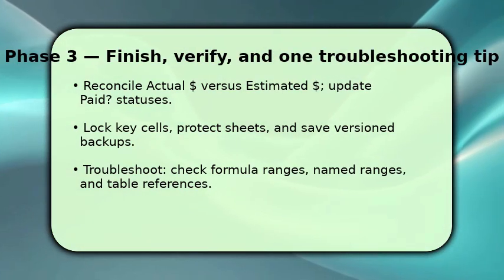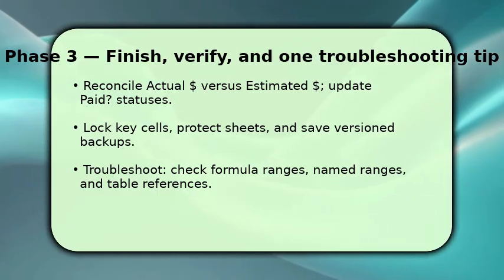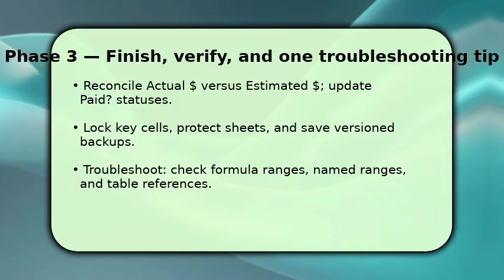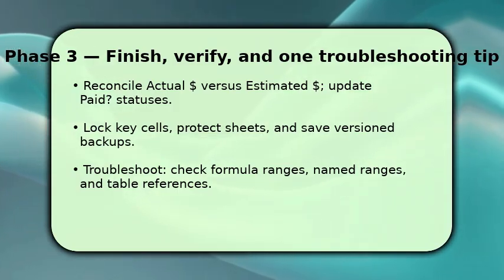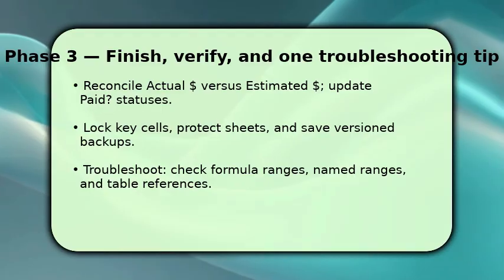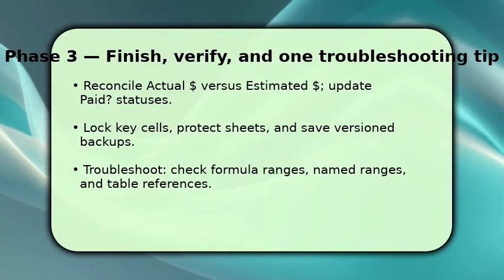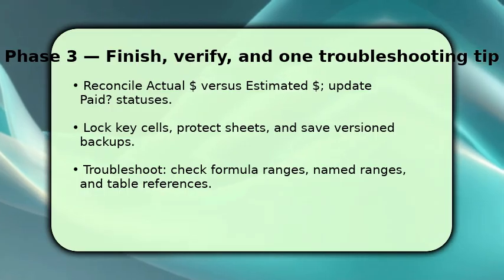Finish by reconciling actual dollar against estimated dollar and marking paid entries. Once totals are accurate, create a final summary dashboard with key metrics like remaining budget and guest count. Make sure to lock formula cells and protect sheets before sharing with vendors or family, and save version backups so you can revert if needed.